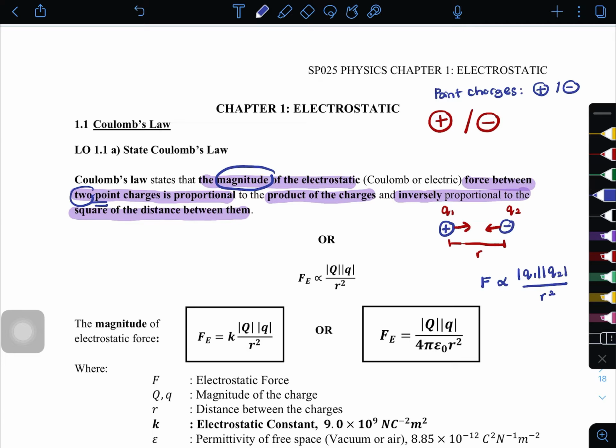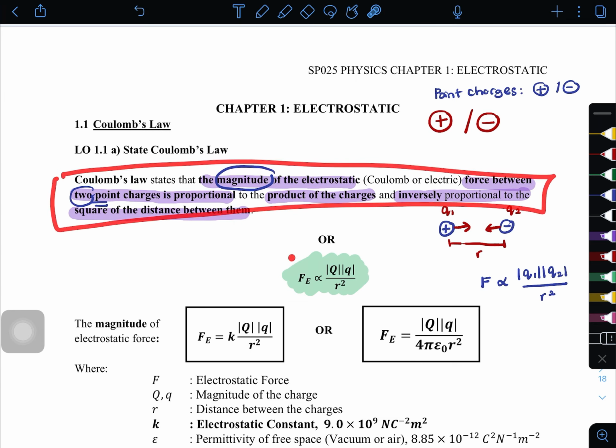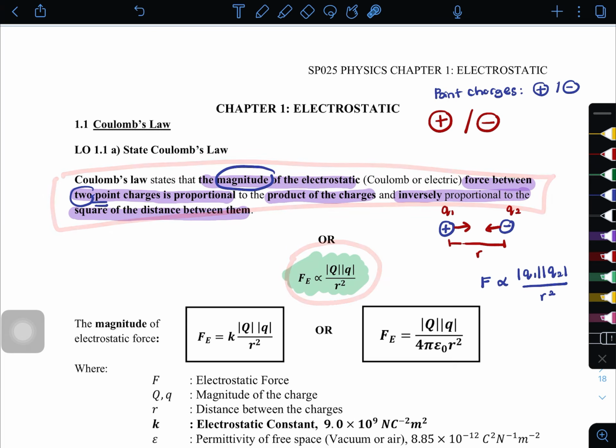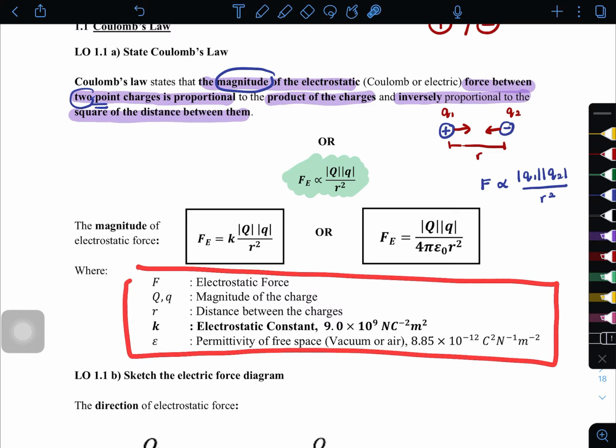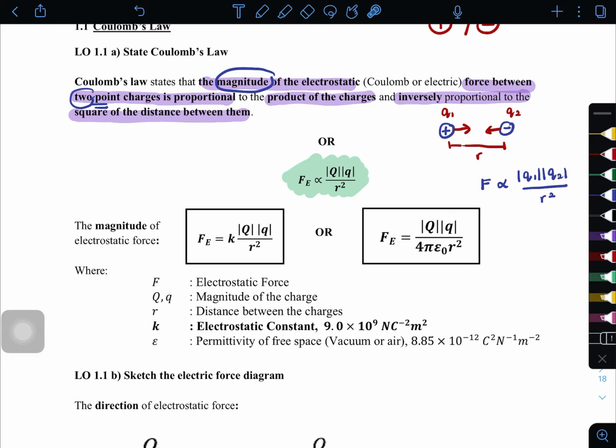So in other words, Coulomb's law says the electrostatic force is proportional to the product of the charges and inversely proportional to the square of the distance between the charges. The charges don't necessarily have to be positive and negative. It can be both positive, both negative. At least they need 2 point charges. So this is the definition of Coulomb's law, and you can use this one also as the definition of Coulomb's law, but you need to write all these terms. So we know that this is the relationship.